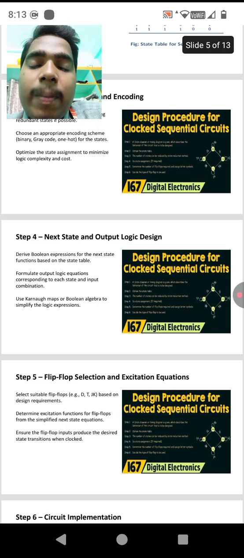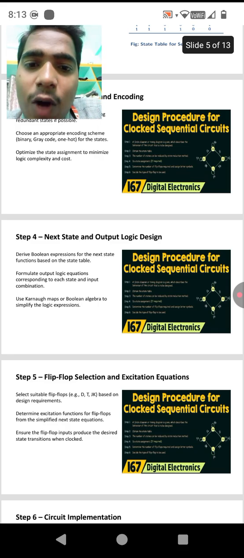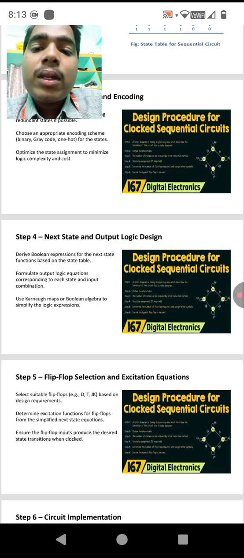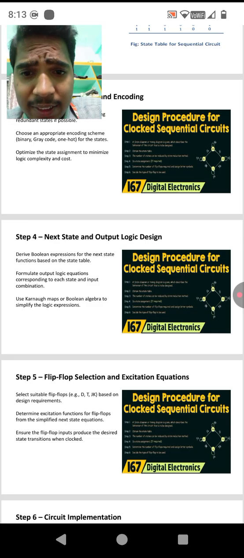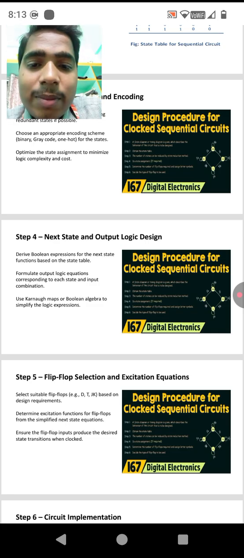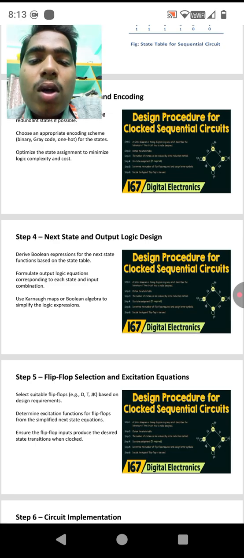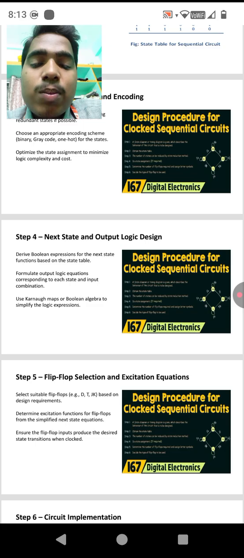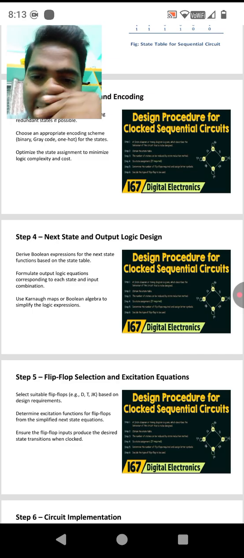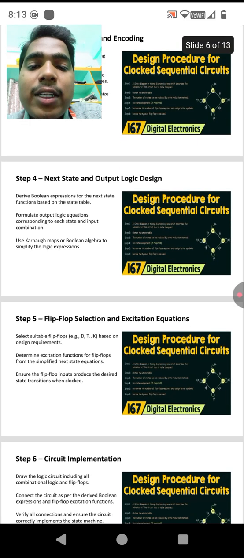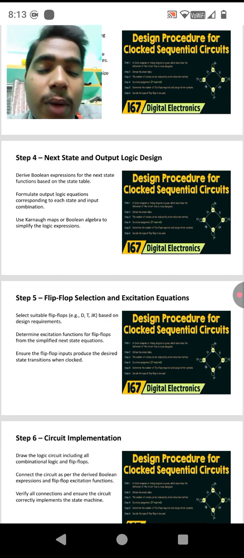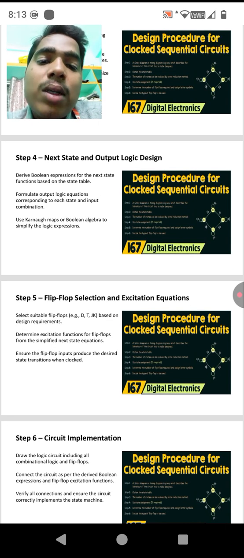Step 4, Next state and output logic design. Derive Boolean expressions for the next state functions based on the state table. Formulate output logic equations corresponding to each state and input combination. Use Karnaugh maps or Boolean algebra to simplify the logic expressions.